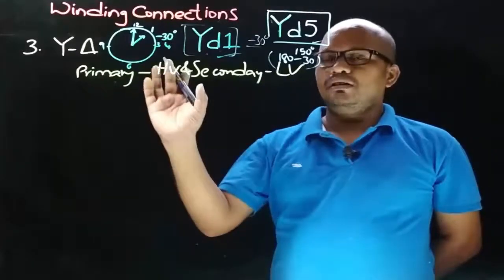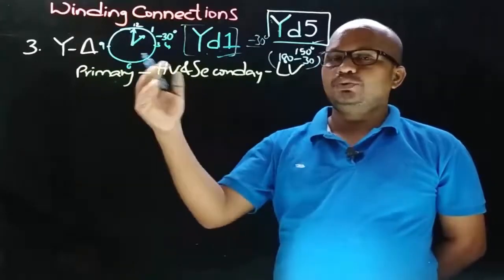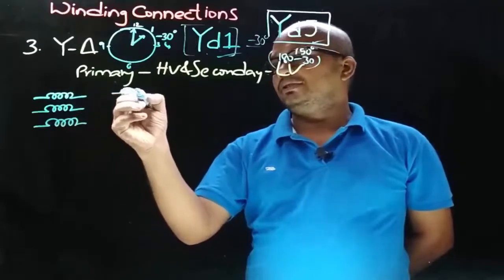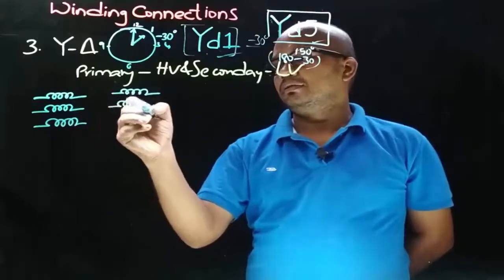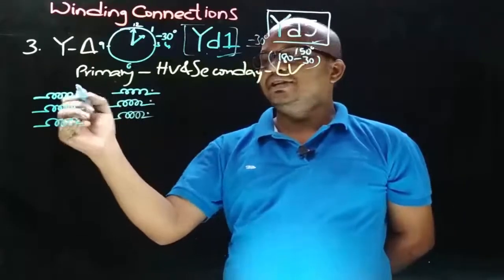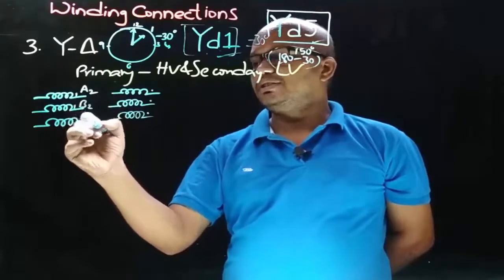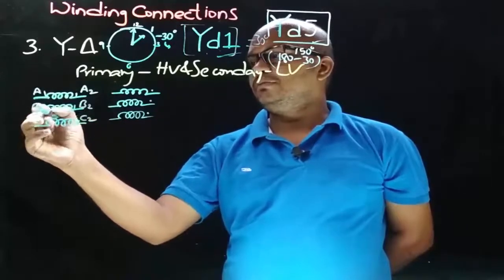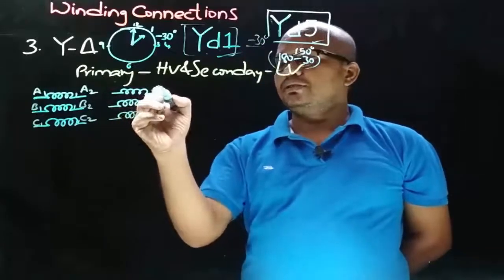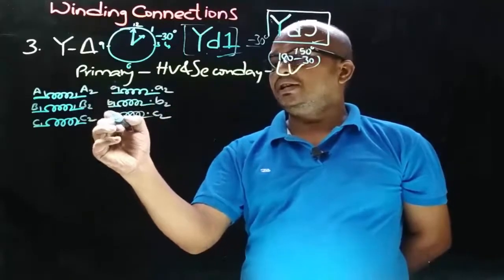Now let me draw all 4 possible connections of star-delta connection, so that it will be easy for you to remember them. Let these 3 be the HV windings, and let these 3 be the LV windings, and let these be the dot end terminals. We know that HV winding terminals are represented in capitals, that is A2, B2 and C2. Therefore, these ends will be A1, B1 and C1. LV winding terminals are represented in lowercase, so this is a2, b2 and c2, and these ends will be a1, b1 and c1.